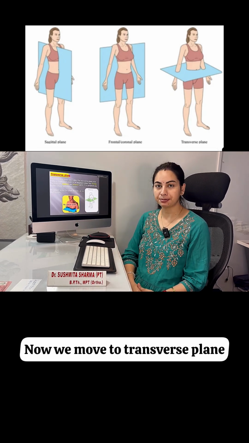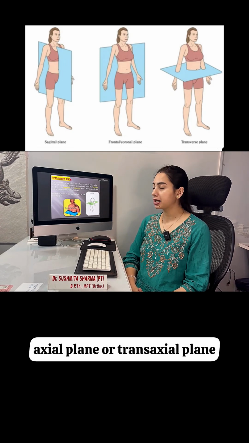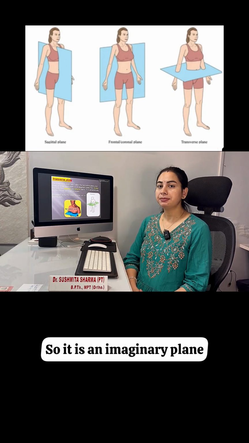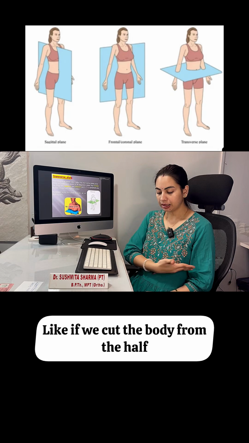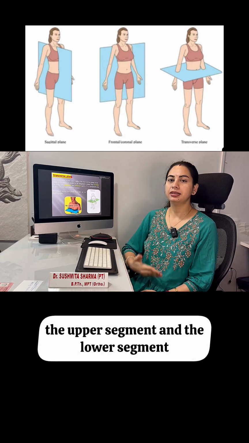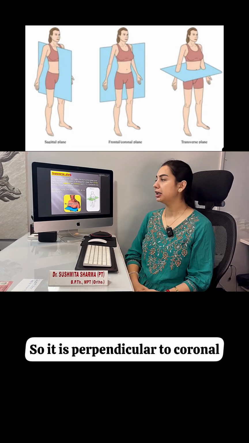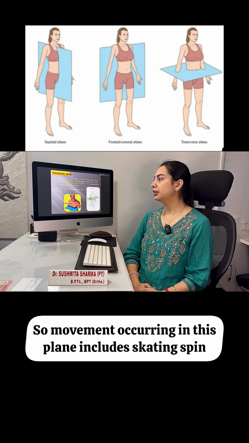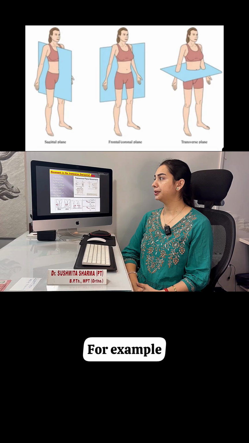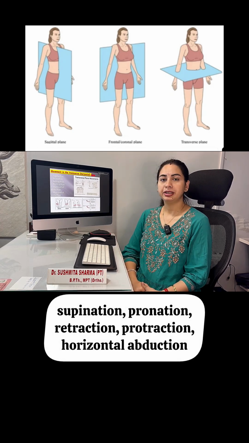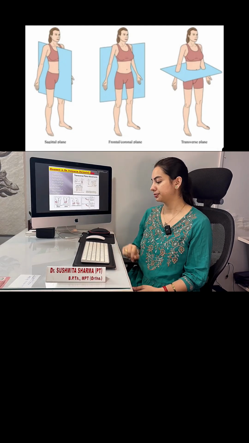Now we'll move to transverse plane. Transverse plane is also called as horizontal plane, axial plane or transaxial plane. So it is an imaginary plane that divides the body into superior and inferior part. Like if we cut the body in half, the upper segment and the lower segment. So this plane is called as transverse plane. It is perpendicular to coronal and sagittal plane. Movement occurring in this plane includes skating, spin or all the rotation movements. For example, supination, pronation, retraction, protraction, horizontal abduction and horizontal adduction movements.